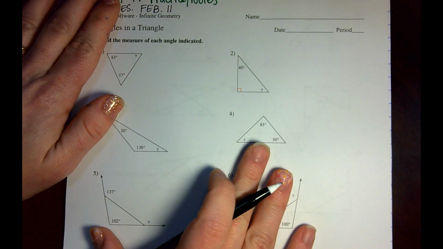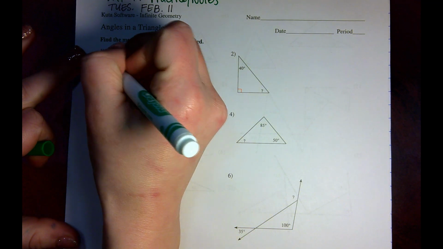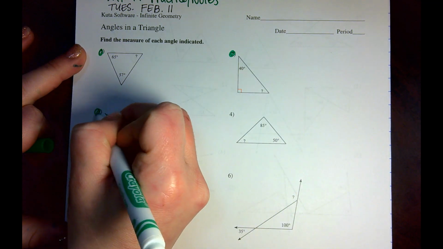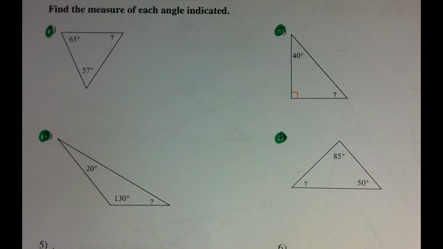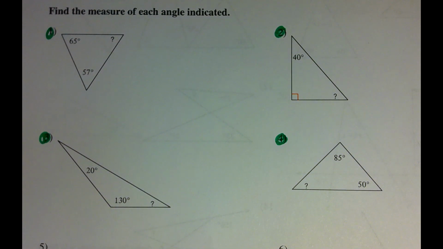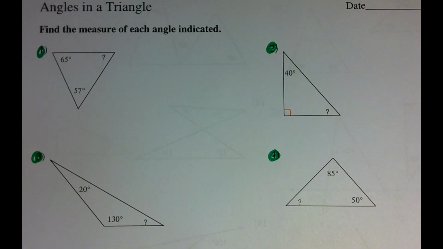Let me ask about the confidence first. Of these problems, if we could go through, give me some of the numbers that you felt good about. 1, 2, 3, and 4. Okay, 1, 2, 3, and 4. So I'm going to mark those with green, and I'm just going to double check and make sure we're all on the same page. On these problems, 1, 2, 3, and 4, we're solving for a missing angle in a triangle.